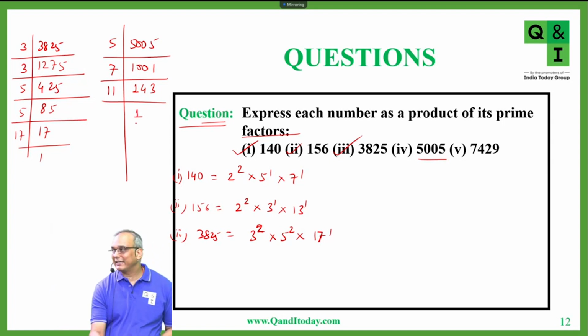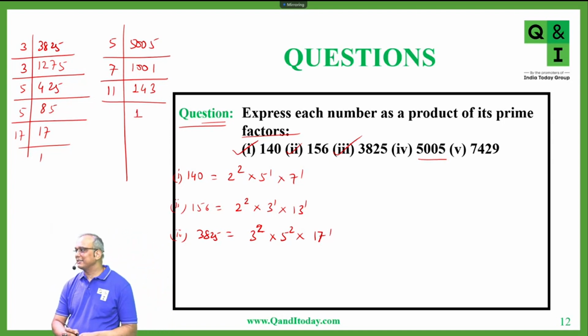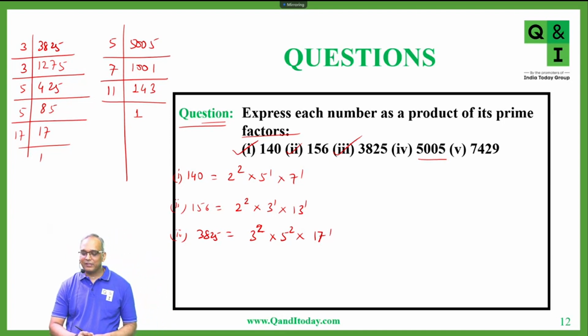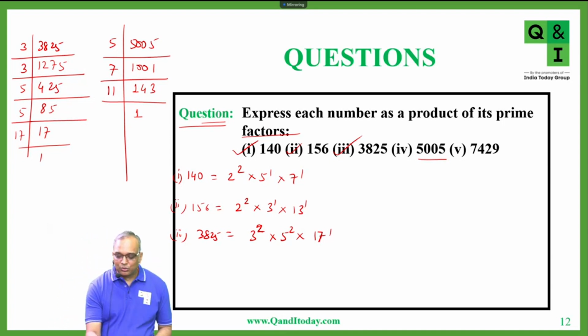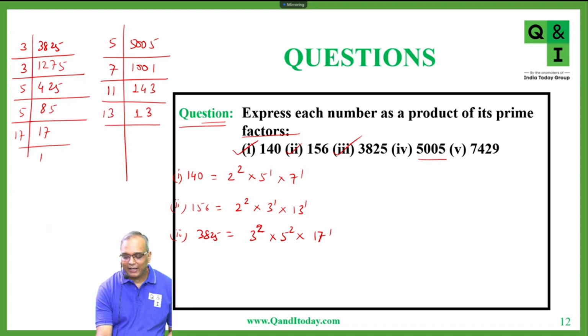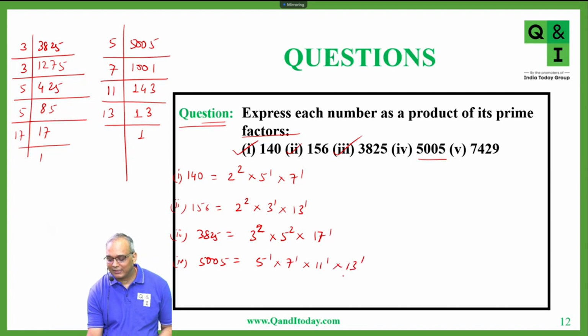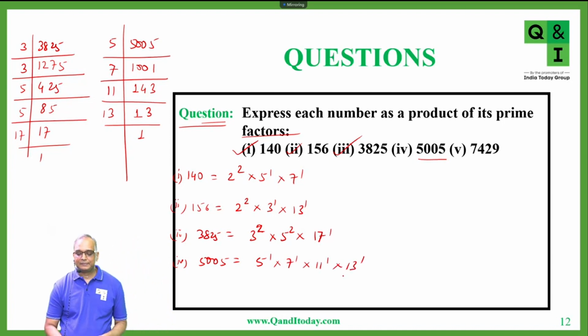11 times 1. Yes, it is correct, Ansita. Yes, it is correct, Devi Maya, for you as well. Jovin, 1001 can be further factorized. So 11, then we have 13, and 13 we have 1. So you can write this as 5005 is equal to 5 to the power 1, 7 to the power 1, 11 to the power 1, and 13 to the power 1. Correct?